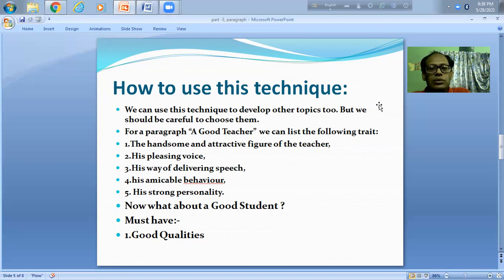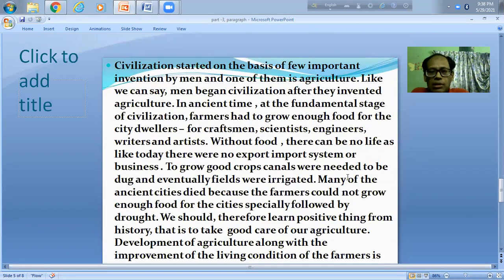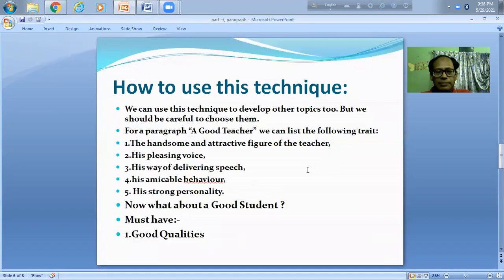Now, what about a good student? If we write a listing paragraph featuring a good student, we have to say what the characteristics of a good student should be. He must possess good qualities like discipline, punctuality, sincerity.